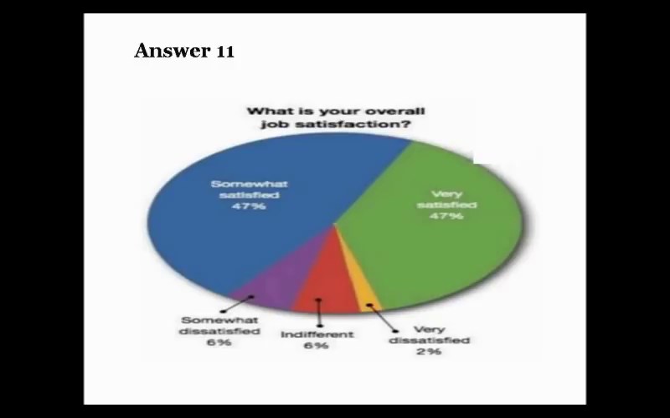a figure of 47%. Last but not least, the smallest proportion goes to very dissatisfied with a figure of 2%. In conclusion, both somewhat dissatisfied and indifferent have the same proportion with a figure of 6%.